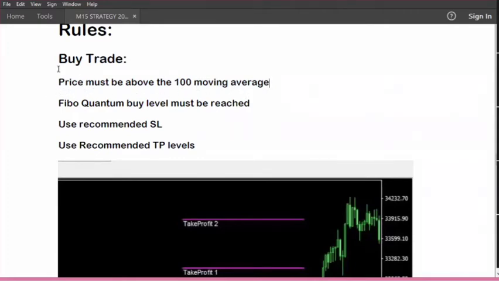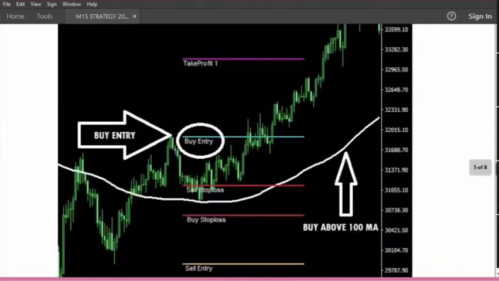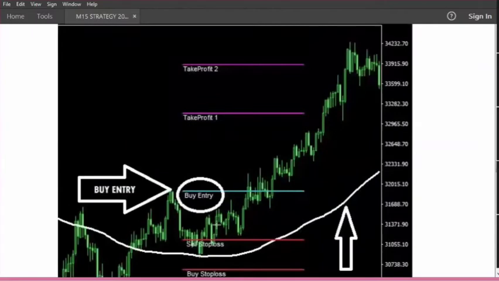So if the price is above the 100-period moving average, you start opening your eyes and looking for a buy trade. If that condition is met, you start looking for the Fibo quantum buy price. If it gives you a level where you should buy and it's above the 100-period moving average, that's where you're supposed to take the trade. And then the system itself is going to give you the stop loss. It's going to give you the take profit level. It's just going to recommend it for you, like you see in that image over there.